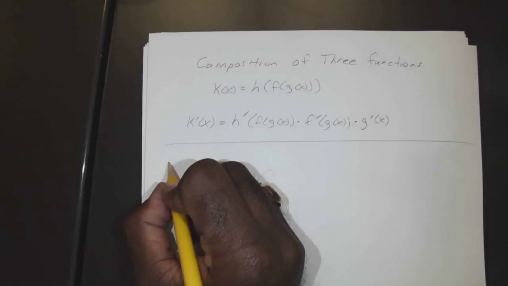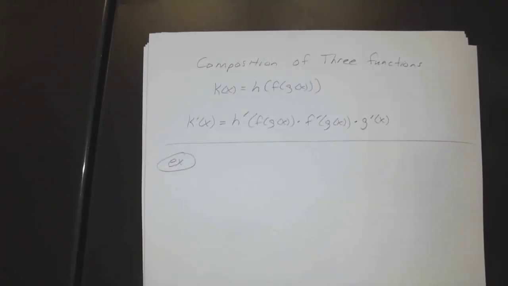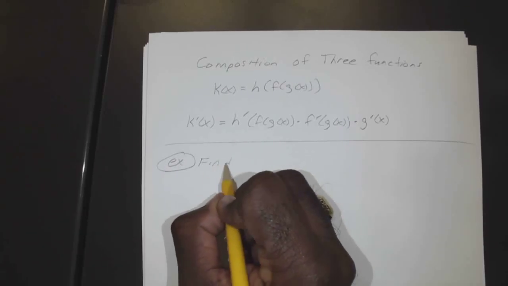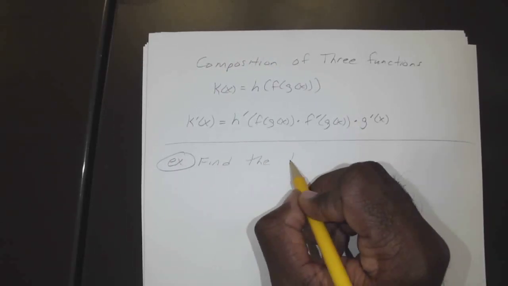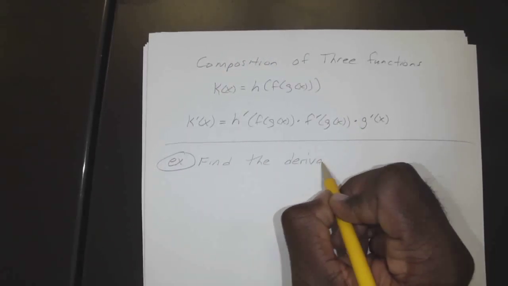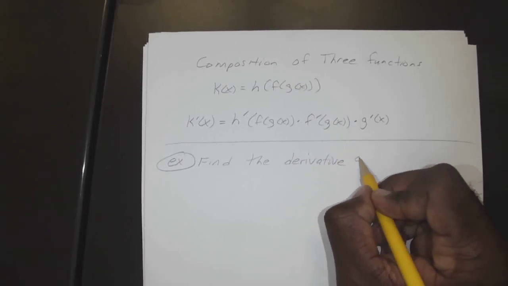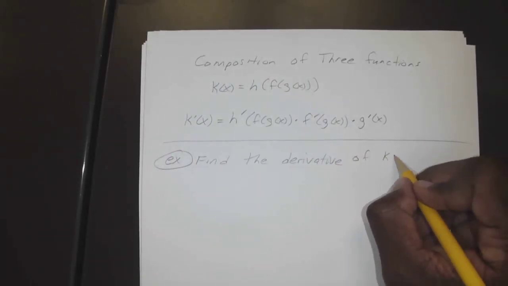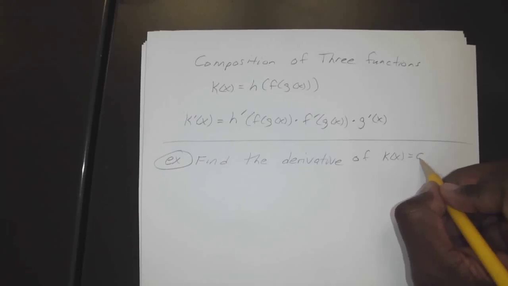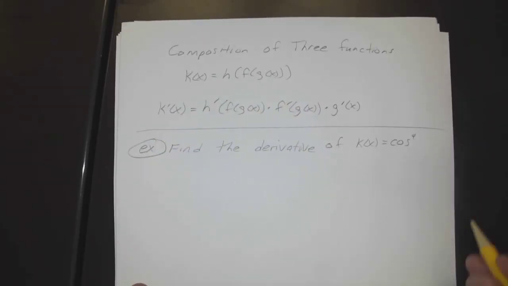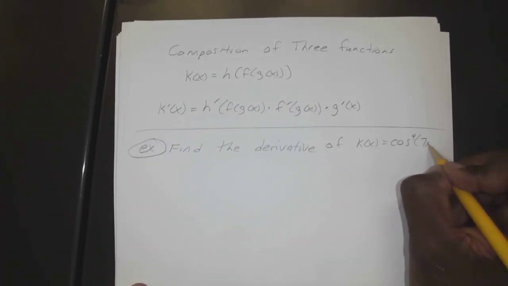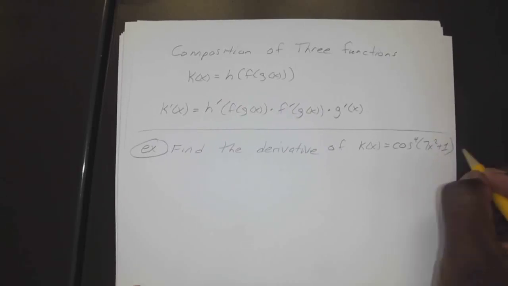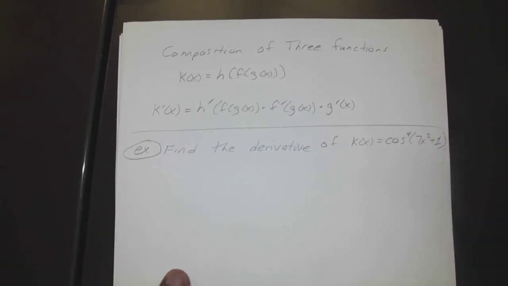So let's say, real quick example here. If you want to find the derivative of k of x equals cosine fourth of 7x squared plus 1.